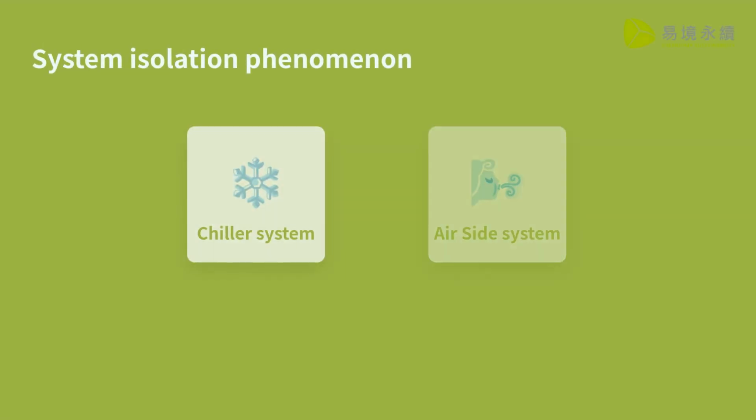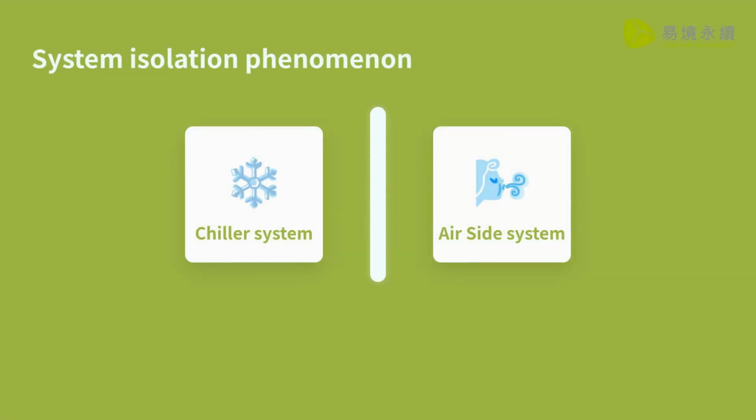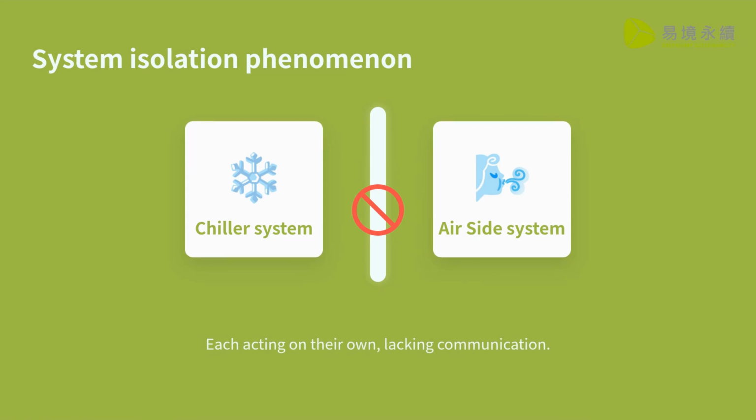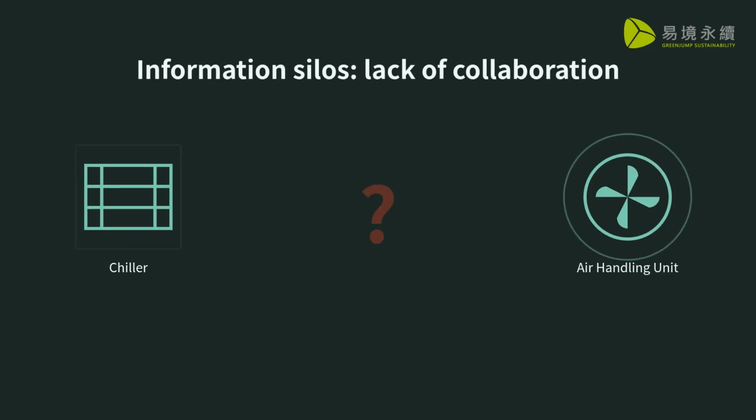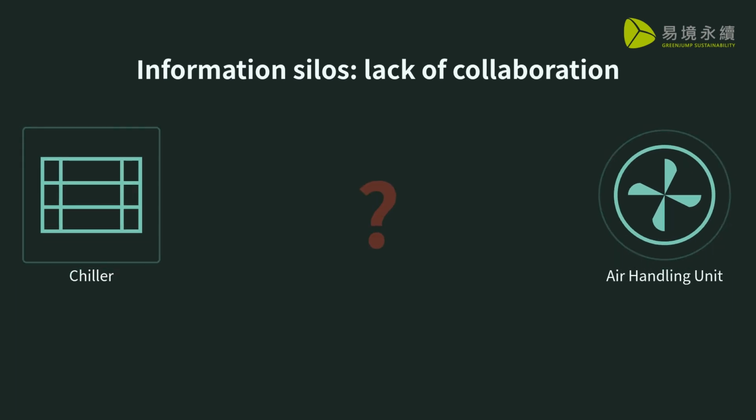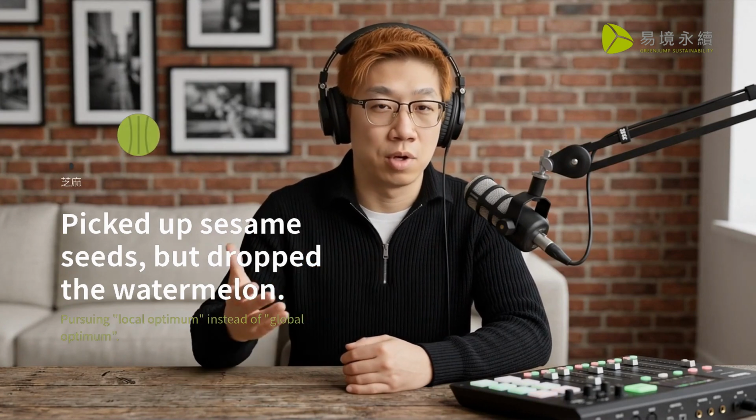Secondly, it is isolated. The chilled water system operates independently from the fan system, each managing its own affairs. The chiller does not know what the fan is doing, and there is no coordination between the two, resulting in low synchronization efficiency. Third, it pursues local optimality rather than global optimality.